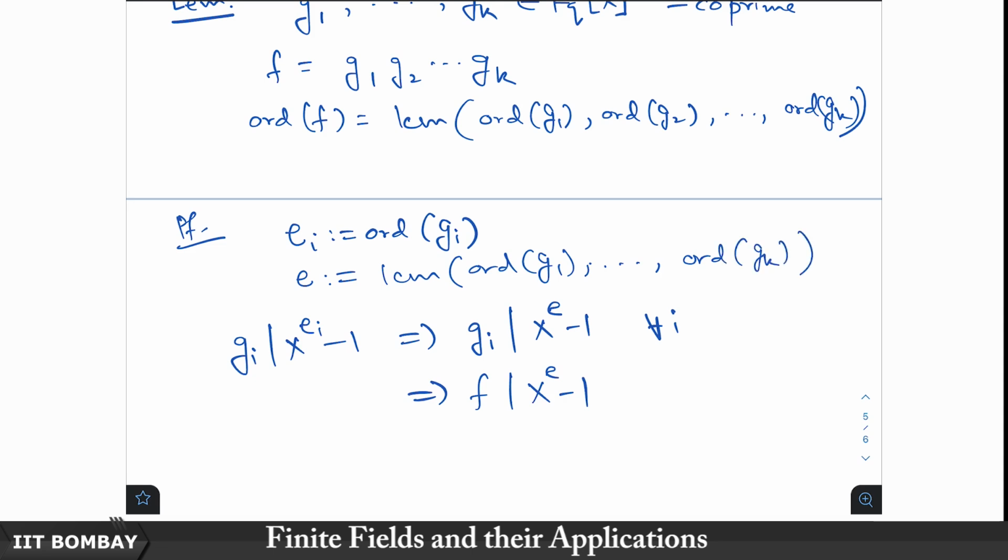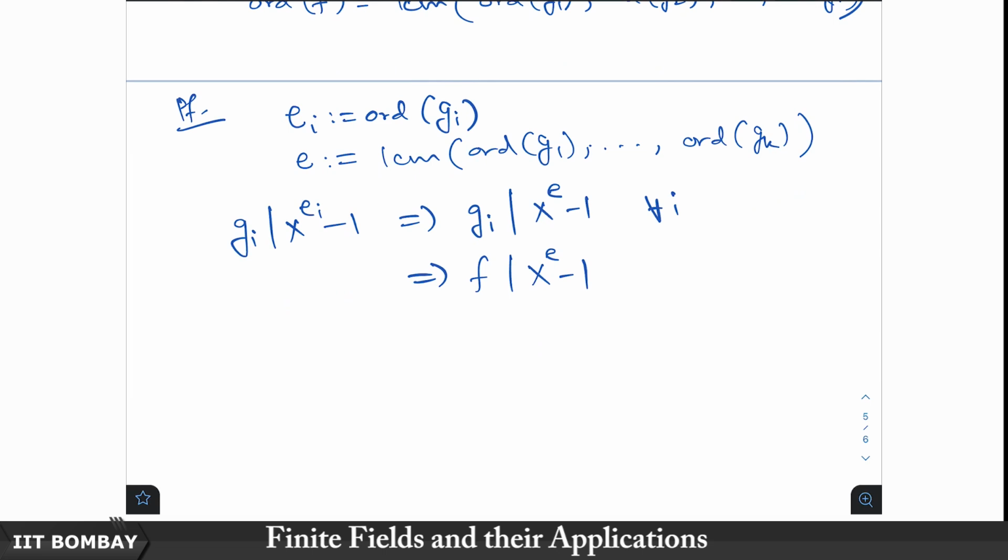Right. Because E_i clearly divides the LCM E, g_i divides x^E minus 1. So now f divides x^E minus 1, and hence E must be a multiple of the order of f. But now we will show that E is indeed the order of f.